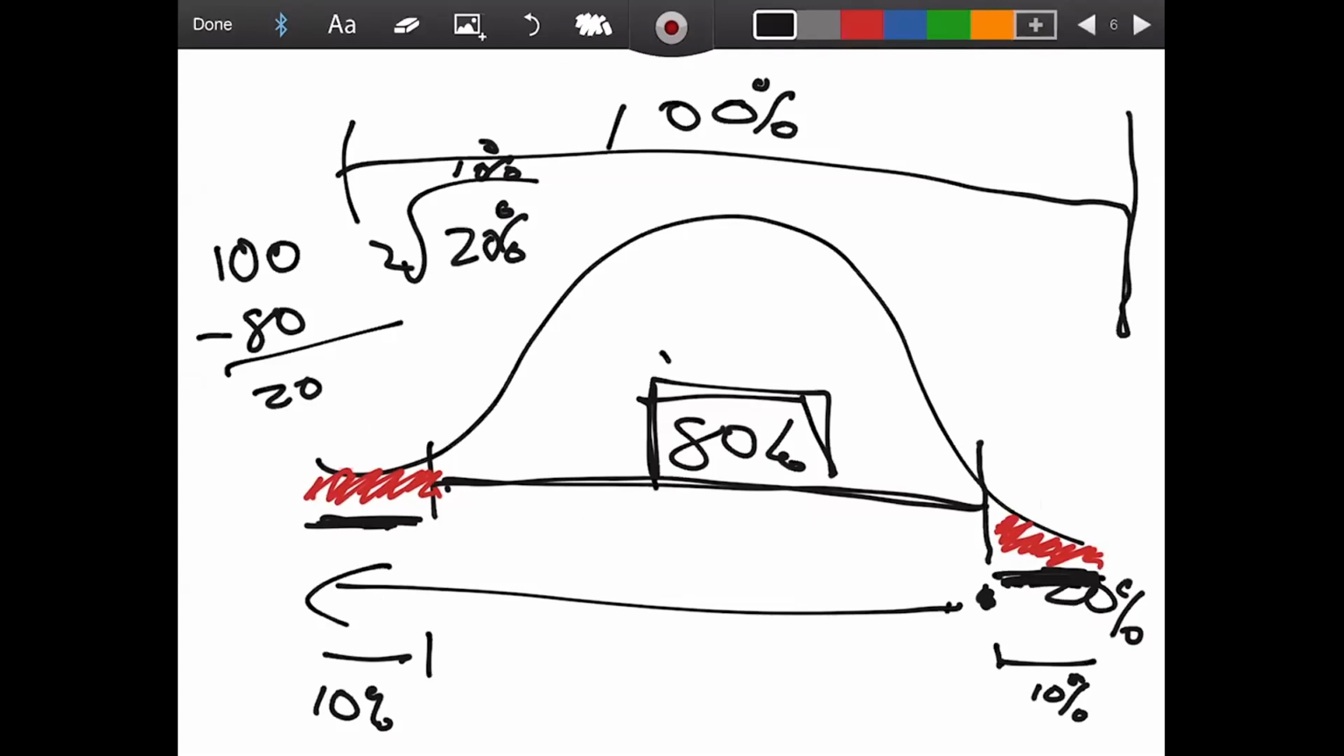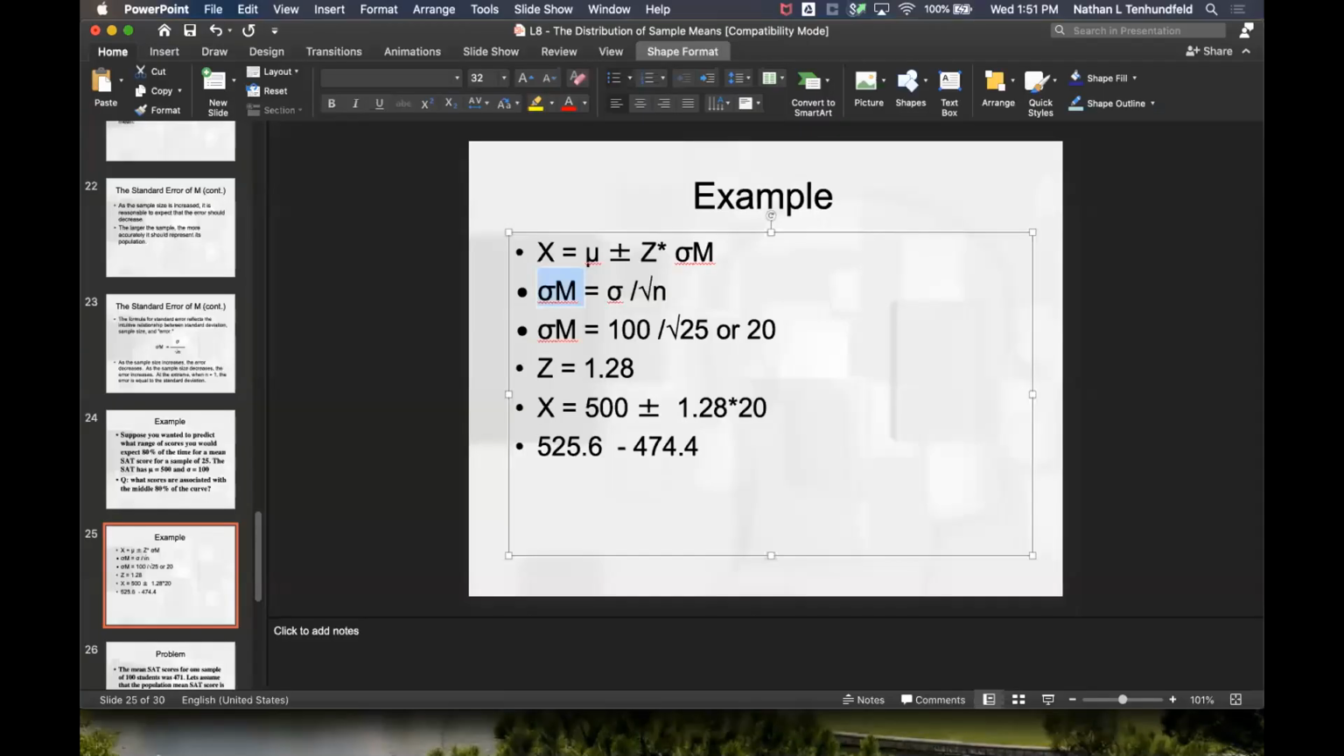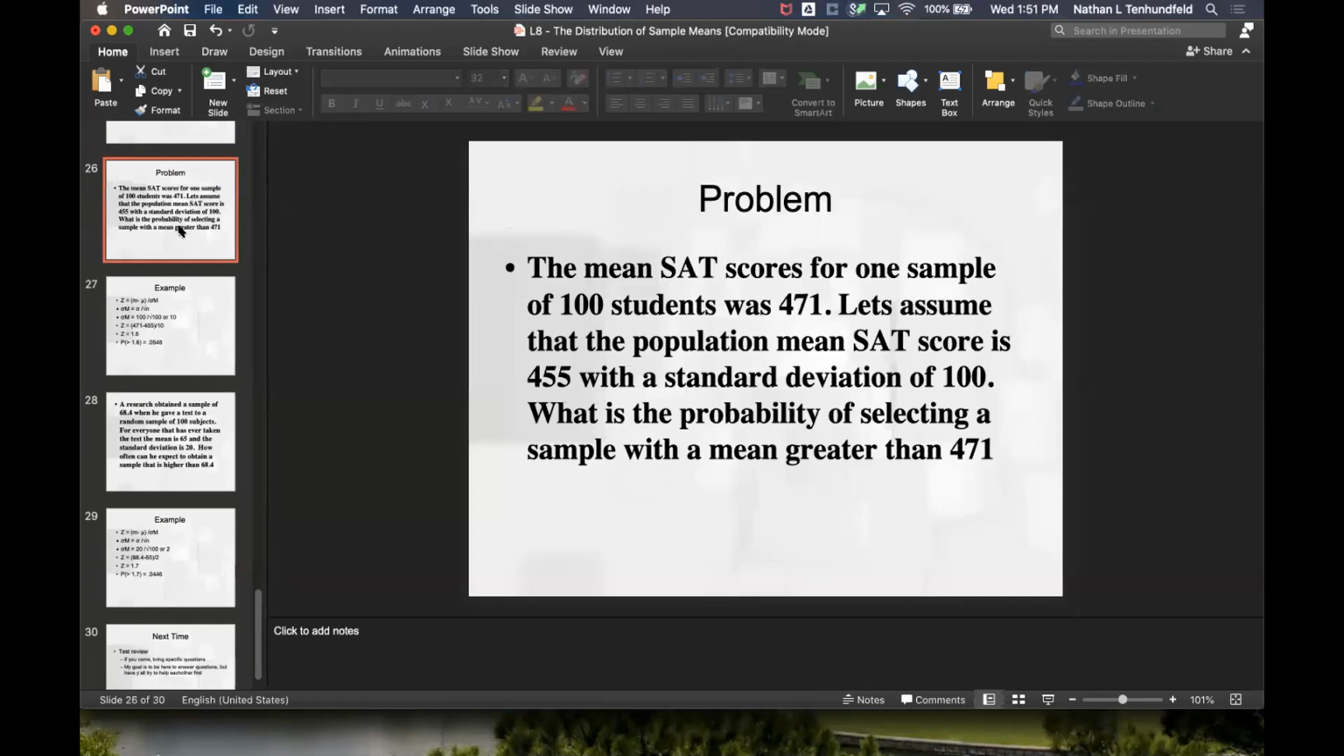All right. So let's go back here. Let's come up with another example. The mean SAT scores for one sample of 100 students was 471. Let's assume that the population mean SAT is 455 with a standard deviation of 100. What's the probability of selecting a sample with a mean greater than 471?